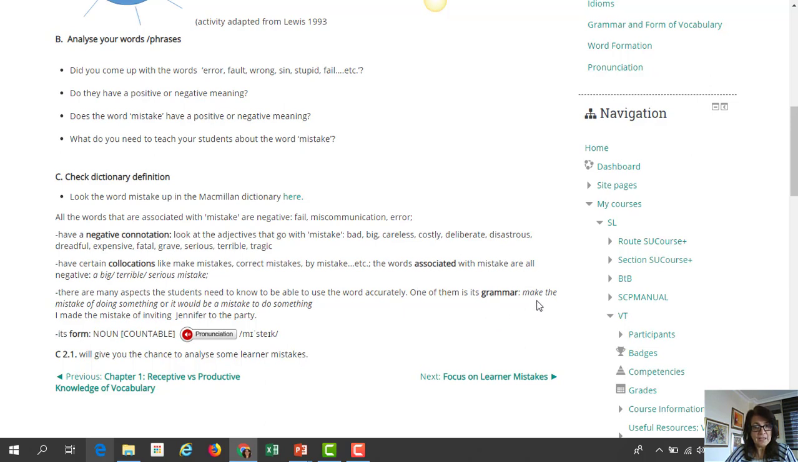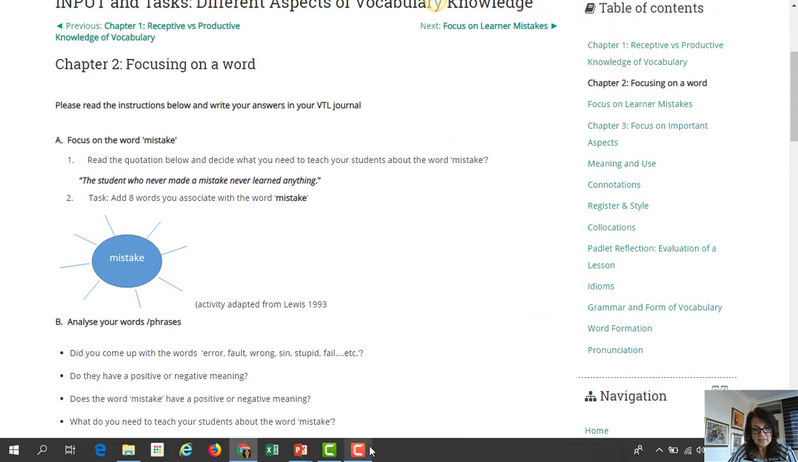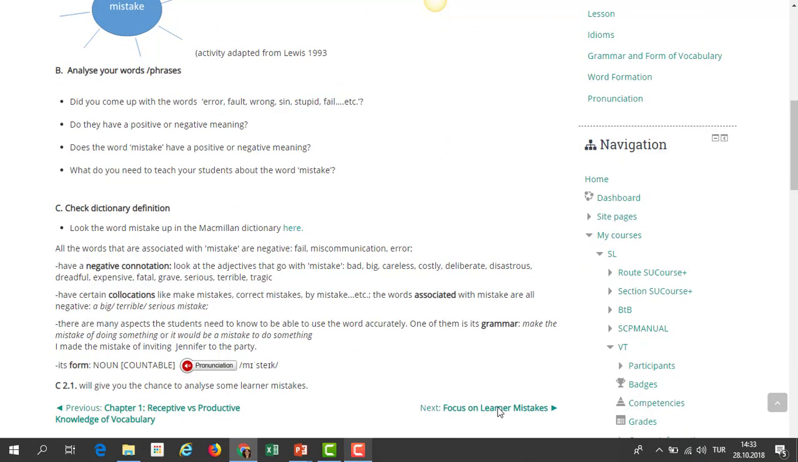One of them is make the mistake of doing something, or it would be a mistake to do something. So I made a mistake of inviting Jennifer. So in order to use it accurately again, students need to know the grammar of it. From this example, which is adapted from Louis' 1993, we can understand that teaching or learning a word is more than learning its form and meaning. Okay, let's move on to the next part. Have a look at the next section.